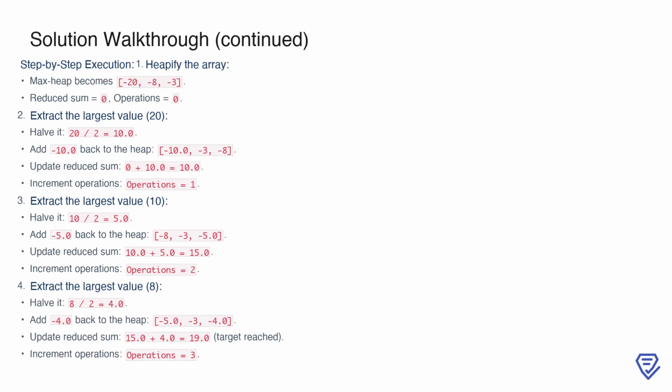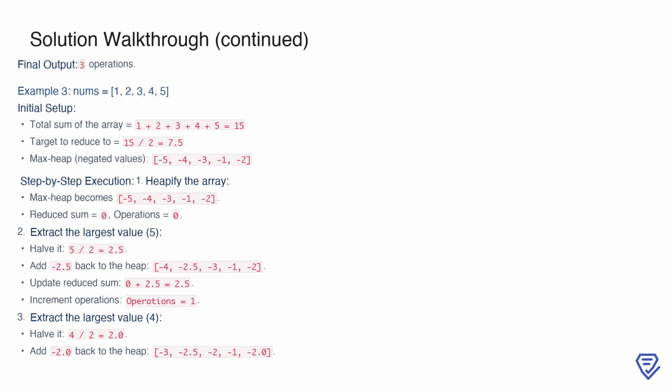2. Then, we extract the largest value again, which is 8, halve it to 4.0, and add -4.0 back to the heap. This results in the heap structure becoming -5.0, -3, -4.0, and the reduced sum now reaches 19.0, exceeding the target of 15.5. At this point, the condition is met, and the total number of operations required is 3. The final output for example 2 is therefore 3 operations.